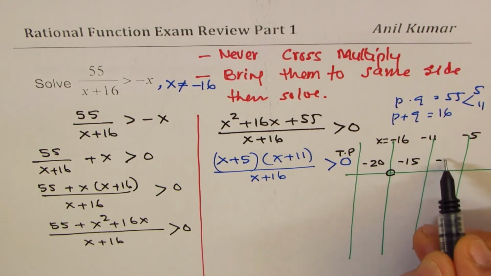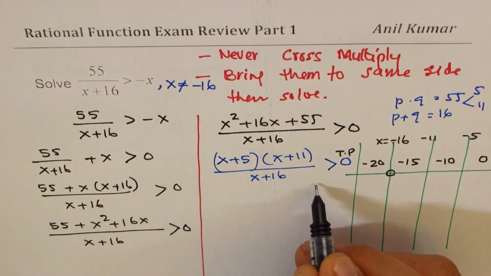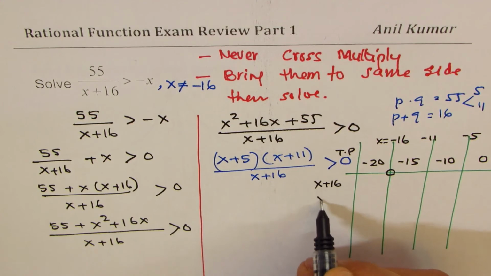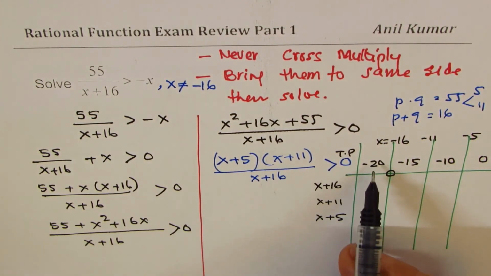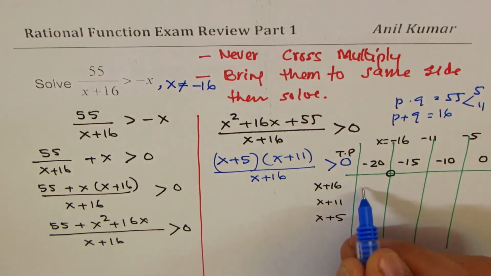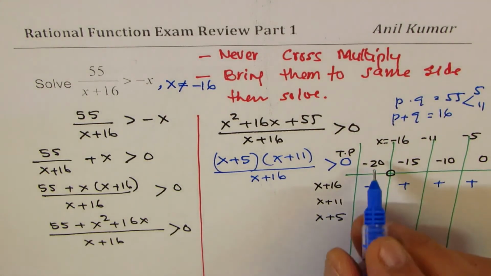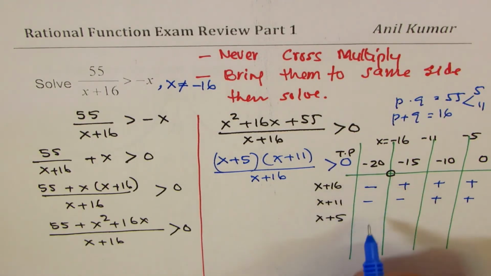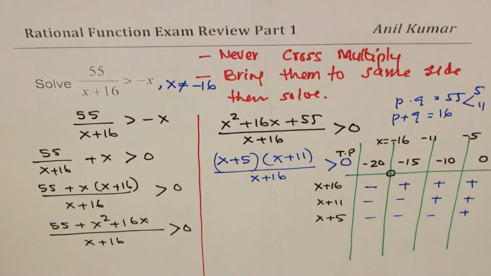And here we could take minus 10. And let's take 0 here. So the 3 factors are, let me write them in order: x plus 16, x plus 11, and x plus 5. Now if I use minus 20, in that case, what do I get? This is negative. Minus 15, these are positive, right? For 11, both these are negative and these are positive. For 5, we get this negative and this negative. Only when I put 0, you get a positive number.